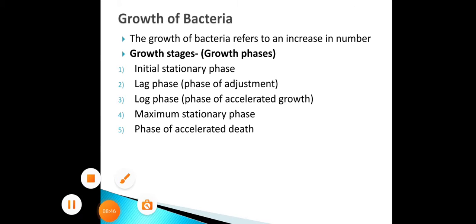Then we will discuss the growth of bacteria. The growth of bacteria refers to an increase in number. The growth phases are: first, the initial stationary phase; second, the lag phase, or phase of adjustment; third, the log phase, or phase of accelerated growth; fourth, the maximum stationary phase; and fifth, the phase of accelerated death.